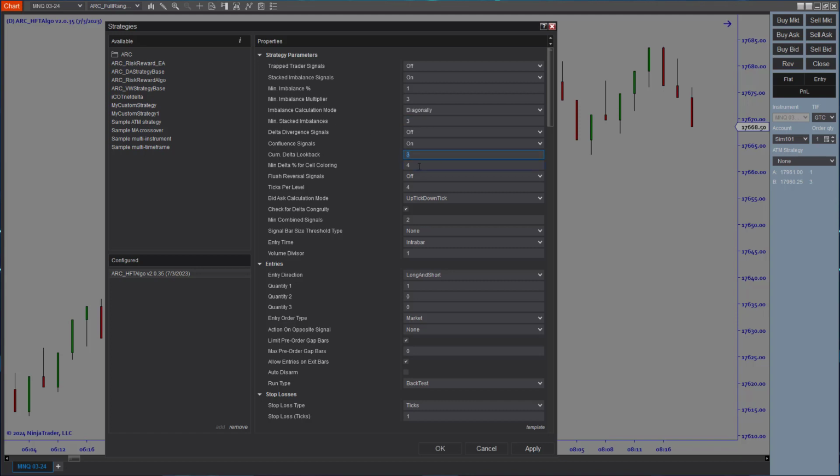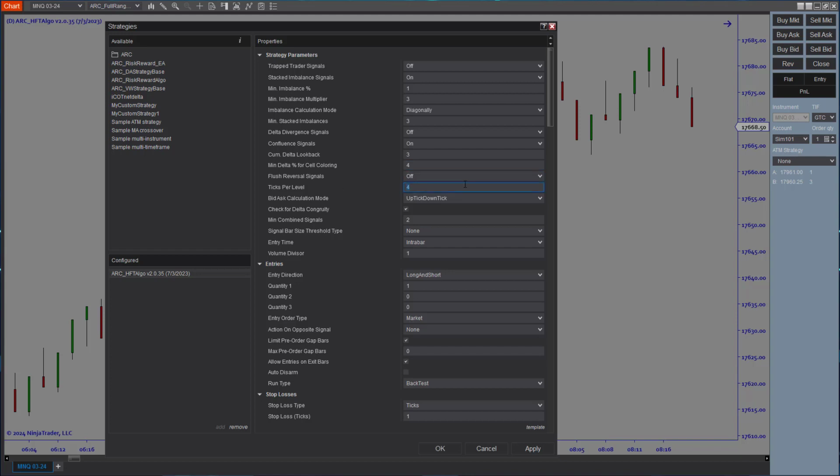Cumulative delta look back is set to 3 bars. Minimum percent for coloring is set to 4. This is important when you are dealing with the confluence settings, which again, you can optimize. You don't want to get too way out in left field here, but that's something good.